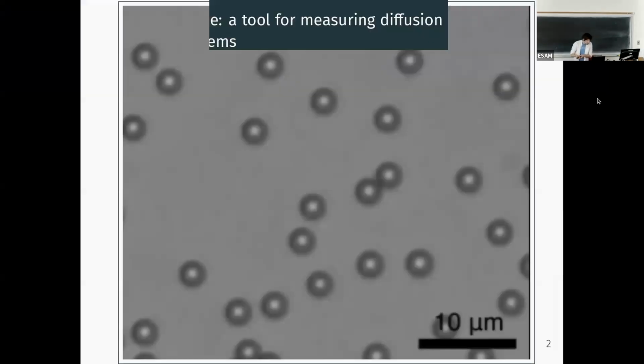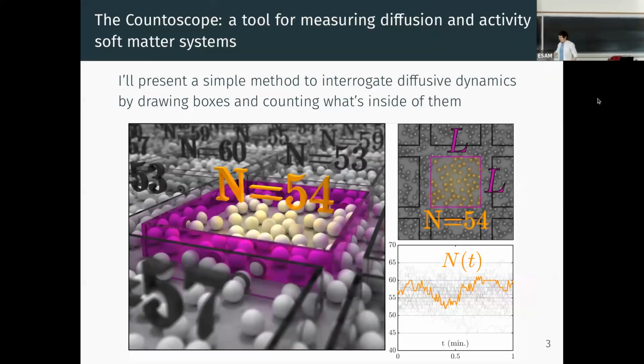Before I do that, a bit of an overview. So we want to understand that randomness. We want to understand the random wiggling of these microscopic particles. And we think we have a method to do it in a pretty robust and kind of mathematically interesting way that we call the Countoscope. And this is just the high-level overview.